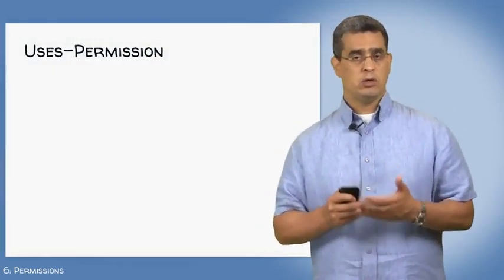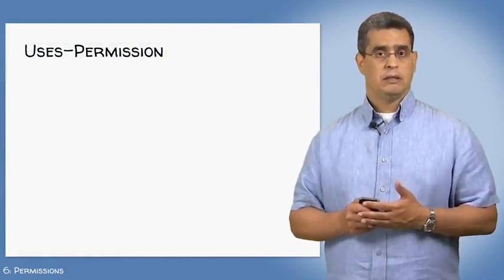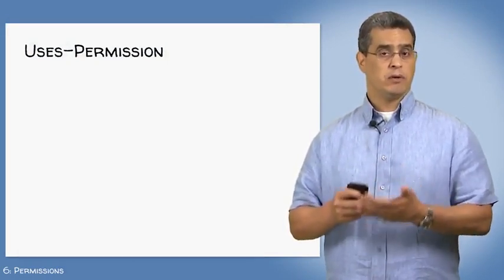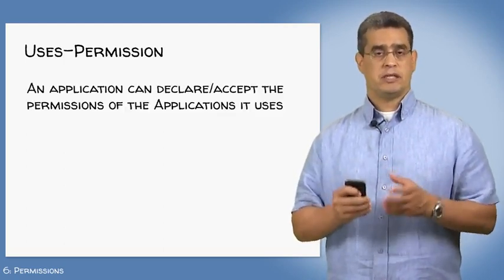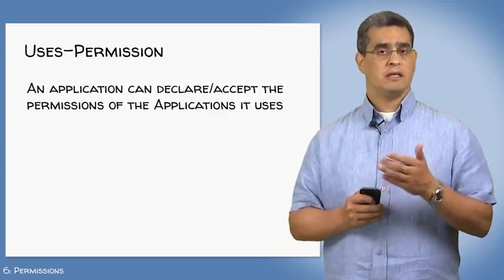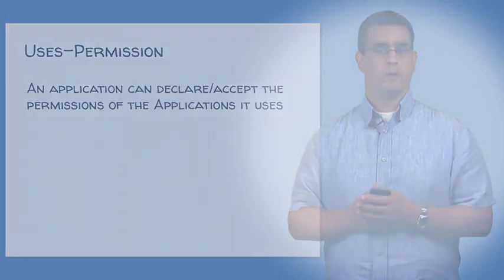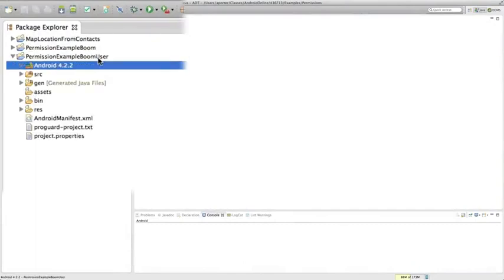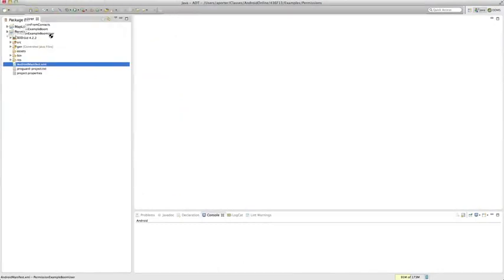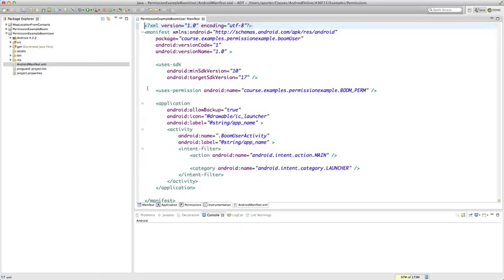Now if Boom User wants to use the Boom application, then it has to first declare that it uses the boom_permission. To do that, it will put a uses-permission tag in the AndroidManifest.xml file. Let's see that in the code. So here's the Boom User application code. Now I'll open up its AndroidManifest.xml file. And here you can see the uses-permission tag with a name attribute whose value is the same as the permission that's defined by Permission Example Boom.